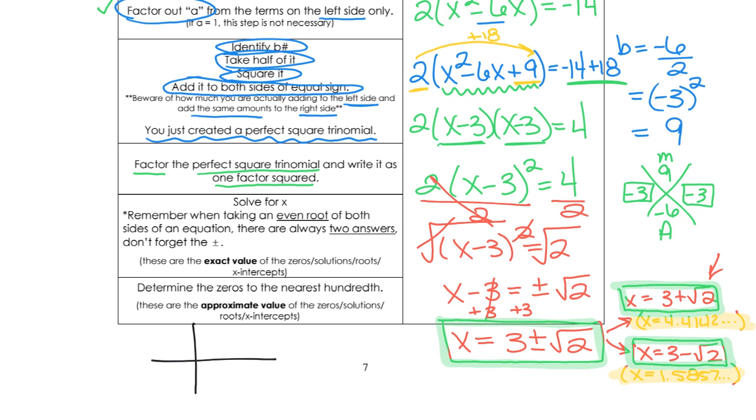I actually graphed it, so just to show you, if you did graph it, it would look something like this, and this one here would be the 1.5-ish. And here, this one would be the 4.4-ish.